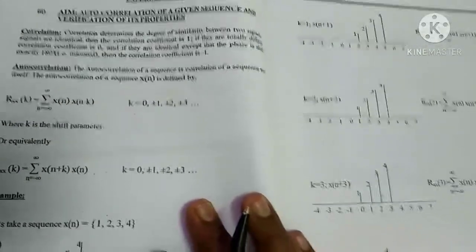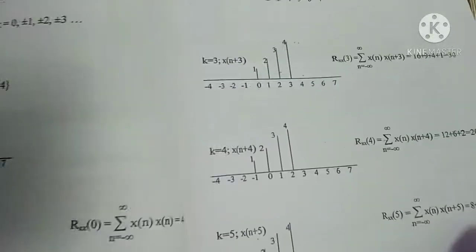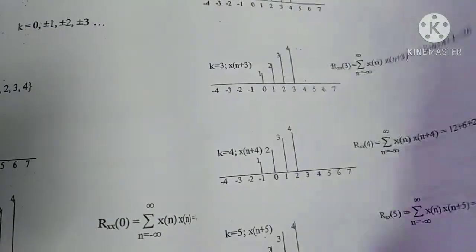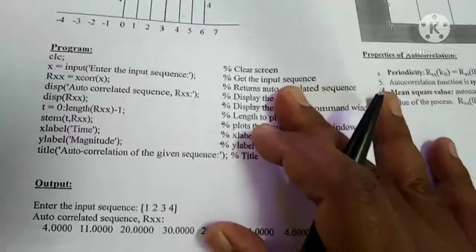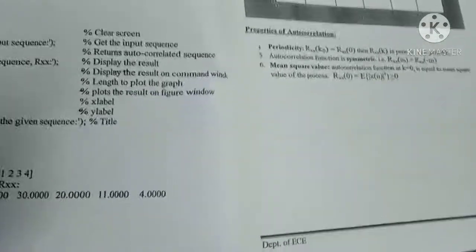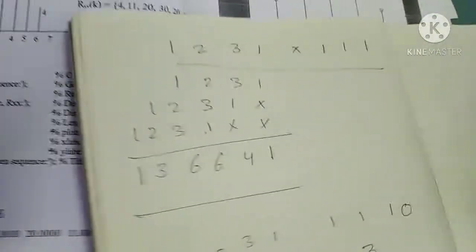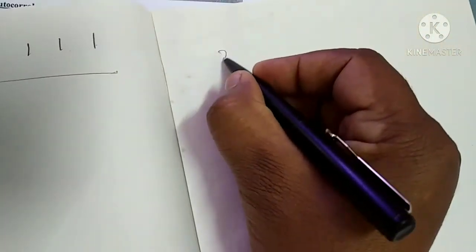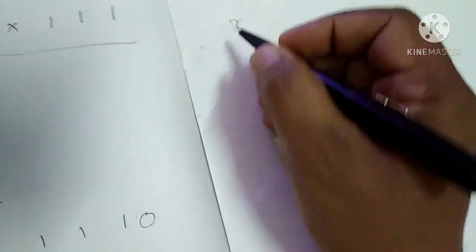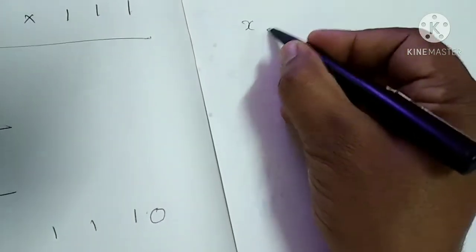So, autocorrelation and cross correlation. Autocorrelation and cross correlation are generally used in order to see whether two sequences are the same or not. I will show you how to calculate the autocorrelation and cross correlation theoretically. Autocorrelation means only one signal will be there. Cross correlation means two signals are there. Let us take one signal, 1, 2, 3 and 4.